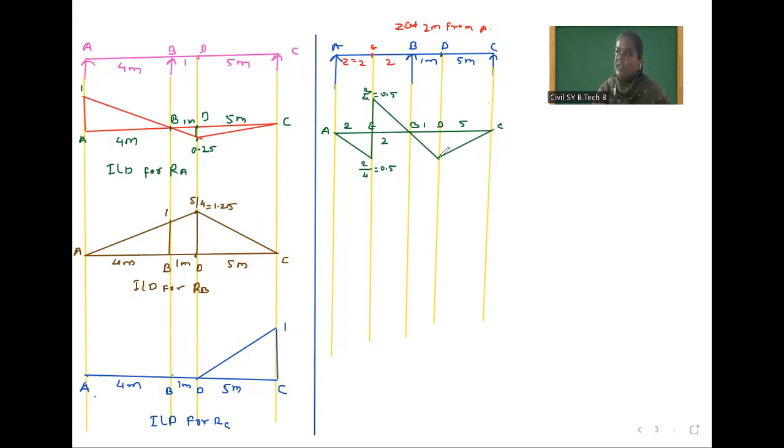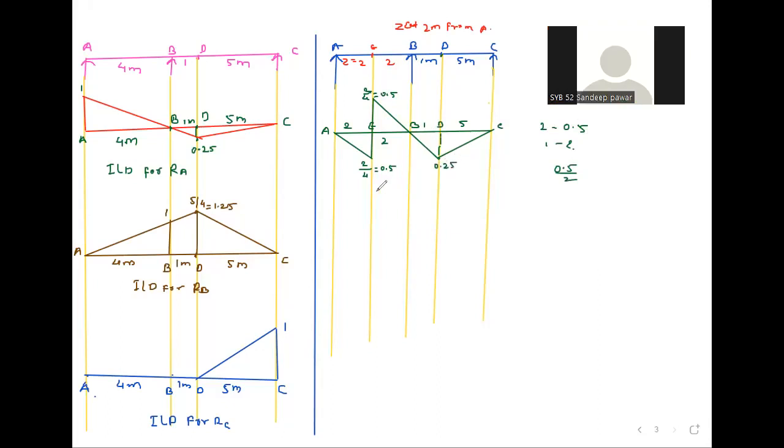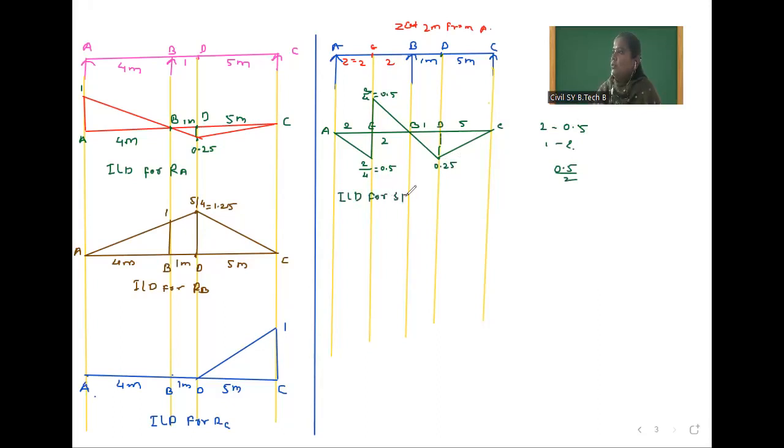Now we have to calculate this distance. How will we calculate this distance? For 2 meter, this value is 0.5. So for 1 meter, how much? That is 0.5 divided by 2. So this distance is 0.25. So this is the ILD for shear force at Z, which is equal to 2 meter from A. After that we will draw for bending moment.